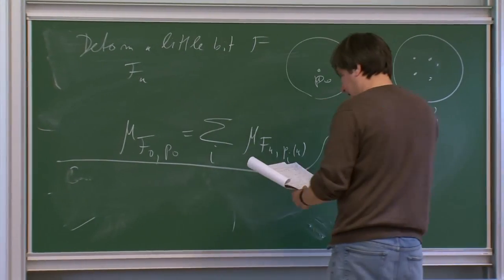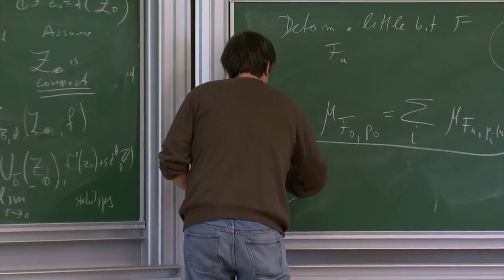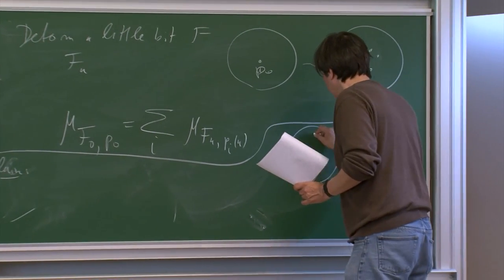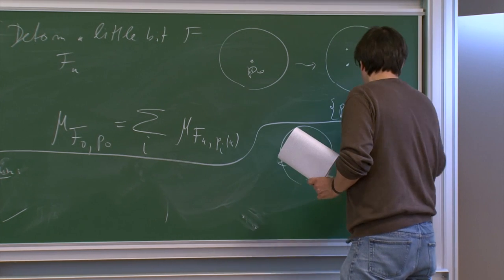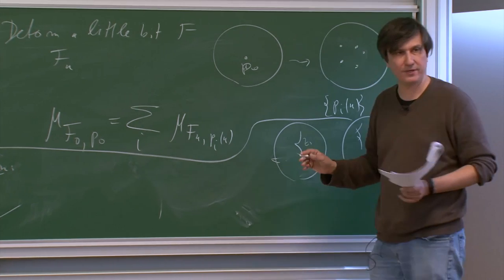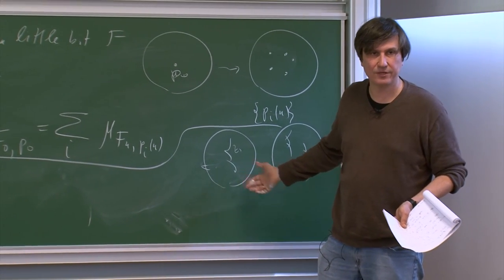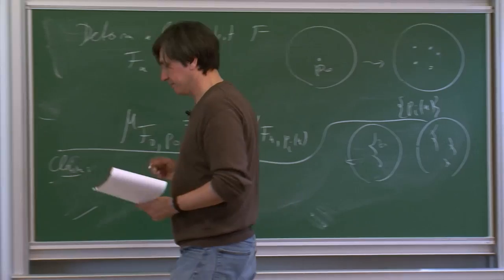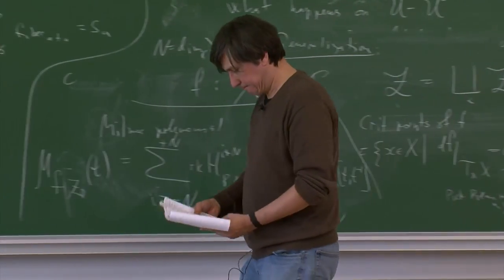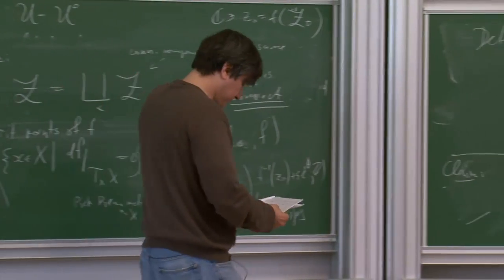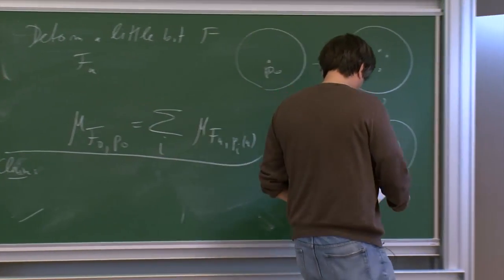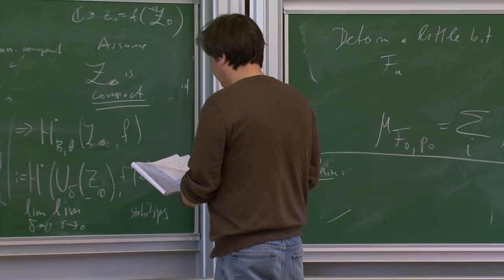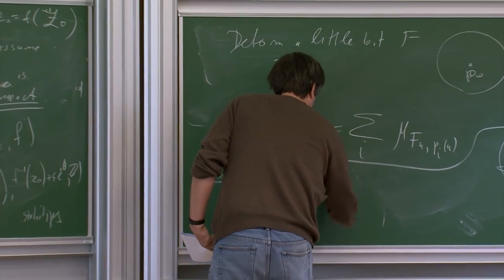And I claim it also satisfies the same property. If you deform a little bit, I get a very complicated critical set, I deform it, and it can be decomposed into several pieces, maybe of smaller dimension. I get the same equality: this Poincaré polynomial will be equal to the sum of Poincaré polynomials of the deformed thing. And in fact, one can construct an isomorphism similar to what I explained before, not just an equality of polynomials, and get a similar property.